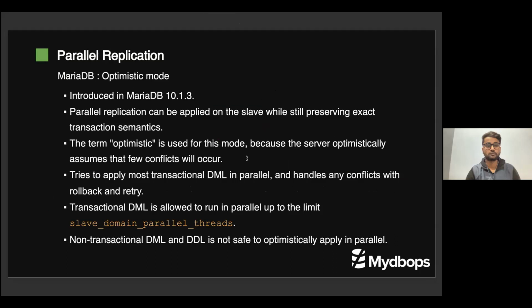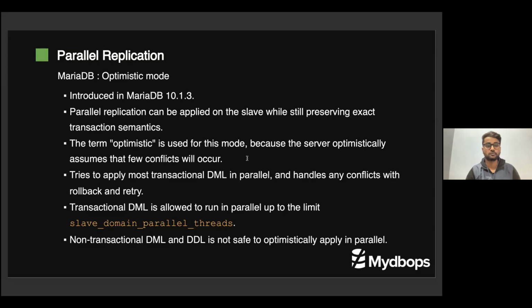As it's an in-order replication, it will preserve the same commit order that happened on the master. It will apply in the same way. So parallel replication can be applied on the slave while still preserving the exact transaction semantics. With the term optimistic itself, when we set the slave parallel mode as optimistic, the slave server will assume there can be conflicts. Definitely there will be conflicts, and it will try to handle them by rollback and retry.